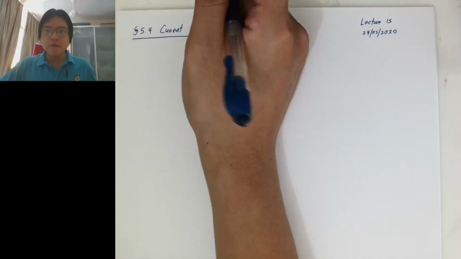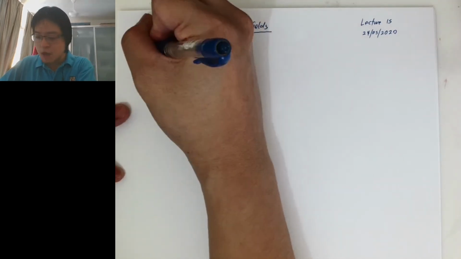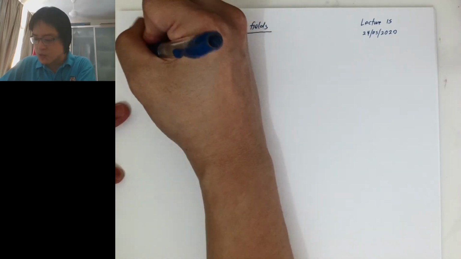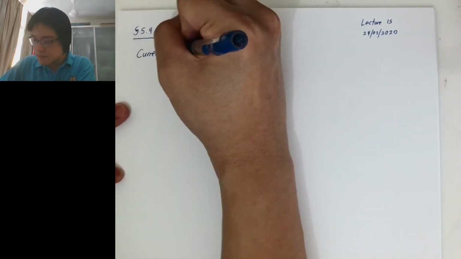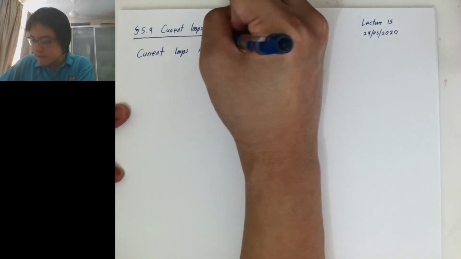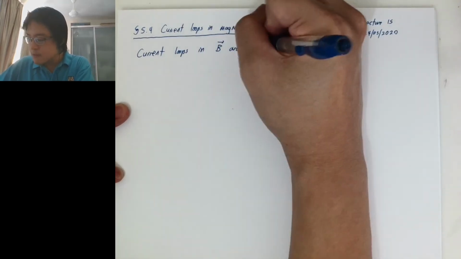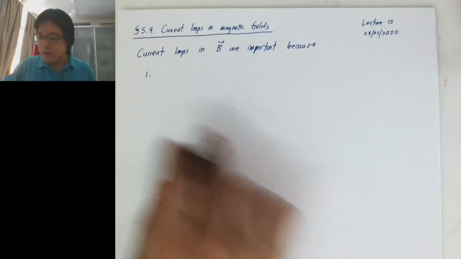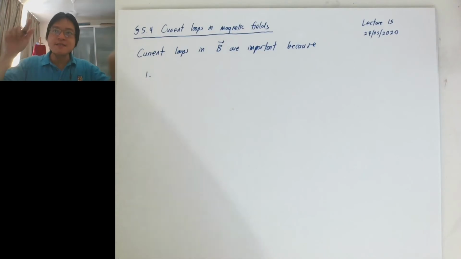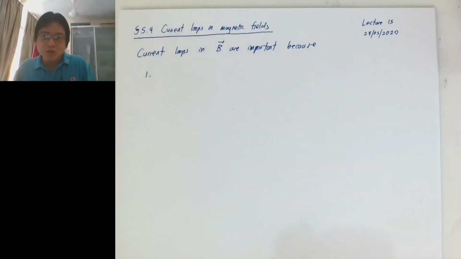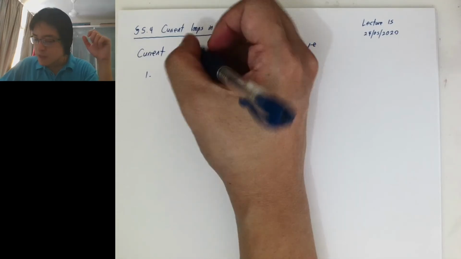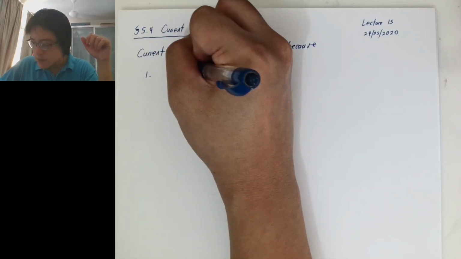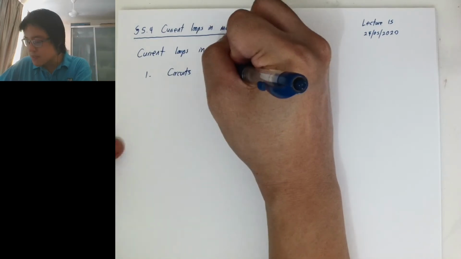Why are they important? Let me mention a few things first. From the point of view of physics, the current loop is an important object to study in electromagnetism. So let me write down first: current loops in magnetic fields are important because there's one obvious reason. We are talking about current loops, and all the DC circuits exist in several loops, Kirchhoff's loop rule for example. So circuits consist of loops.